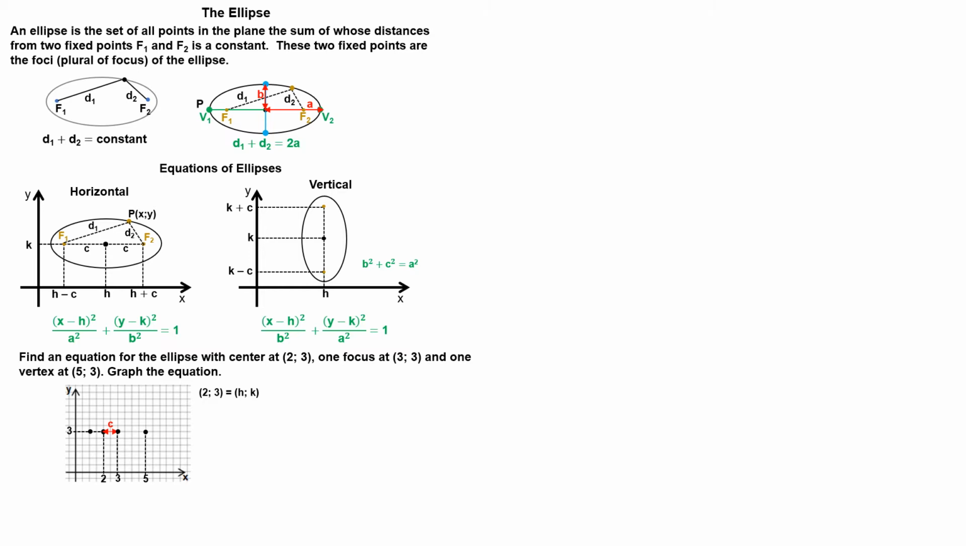The distance from the center to a focus is 1, so c equals 1. The distance from the center to a vertex is 3, so a equals 3. To find the value of b, we use the Pythagorean theorem. The value of b is 2 square root of 2.